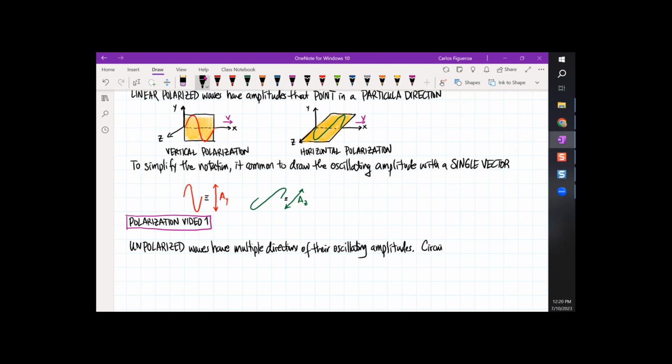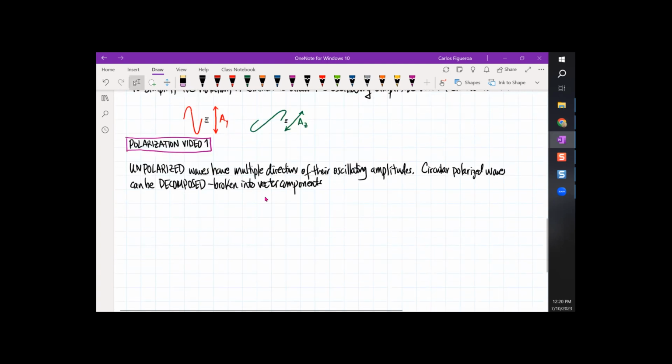Circular polarized waves can be decomposed. And when I say decomposed, that means broken into vector components. So picture-wise, I imagine something like this here. So now let's say that I have an axis that goes like this.